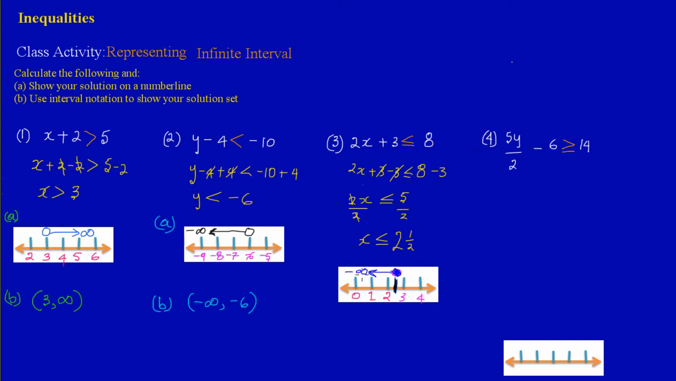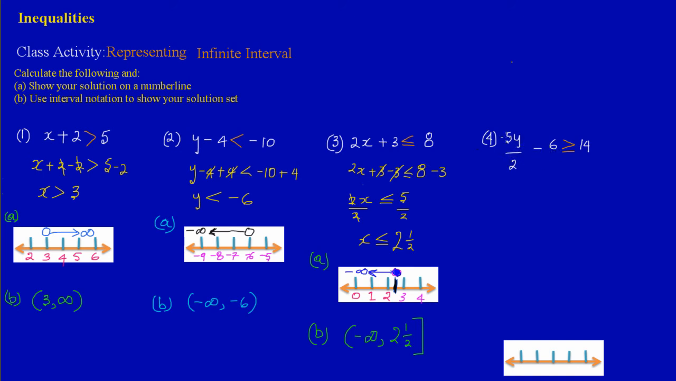Now again, that was part A, so this is part B now. So I'm going to negative infinity, so I'm going to use my parenthesis, put my negative infinity sign, comma, and then I'm going to put my 2.5 because 2.5 is my boundary. And then since it's less than or equal to, I must use my square bracket. Okay, and that's it.